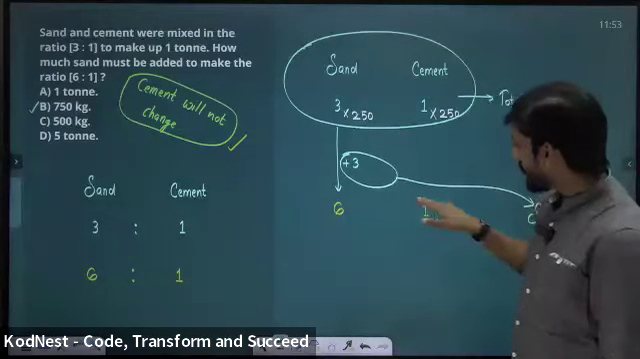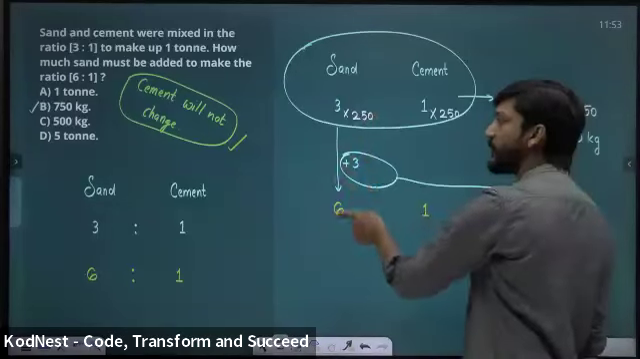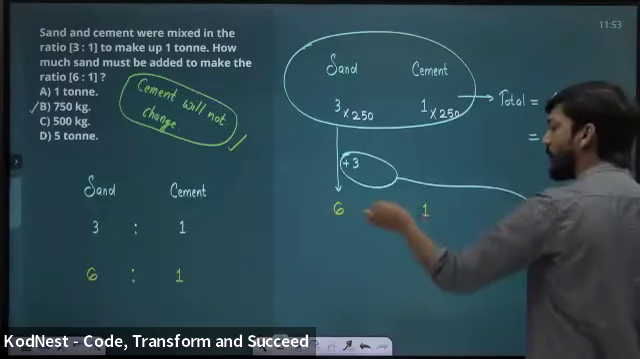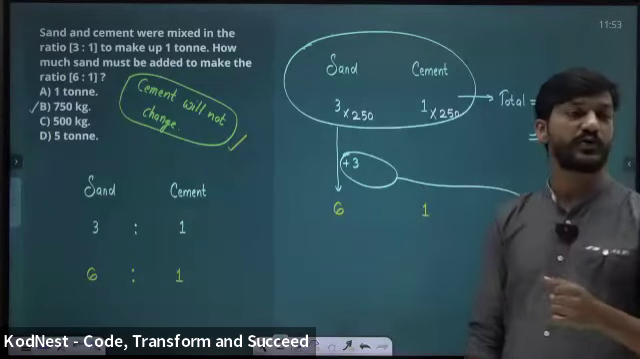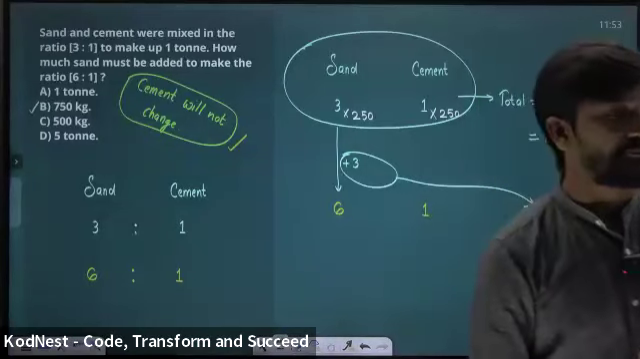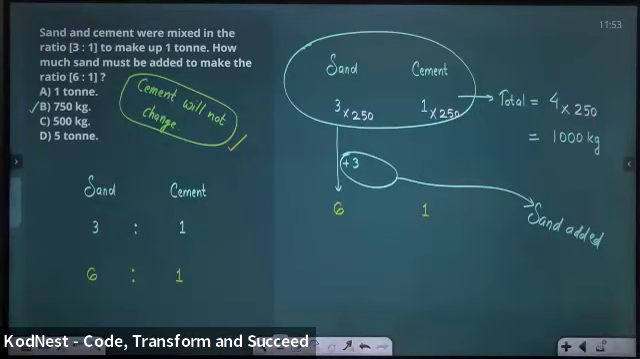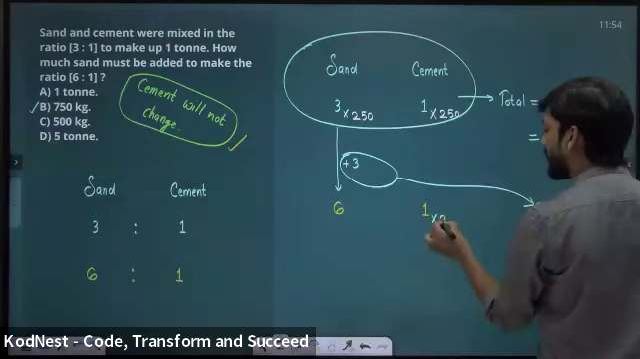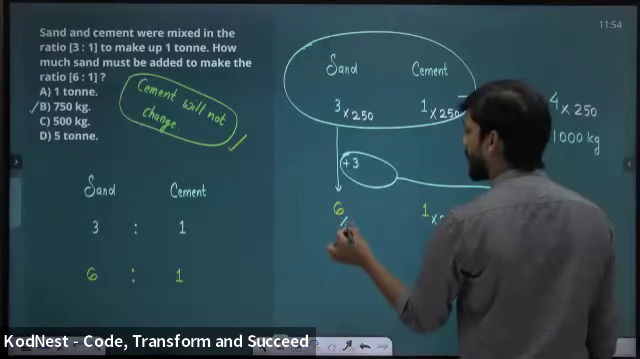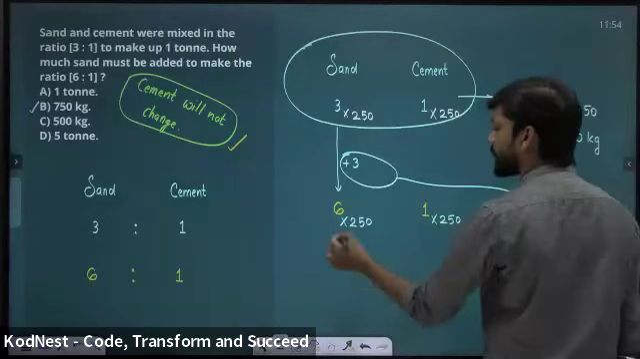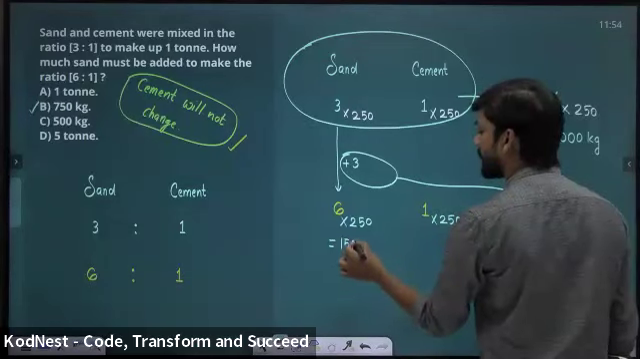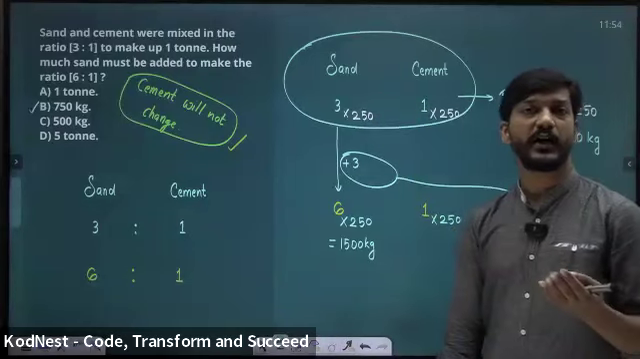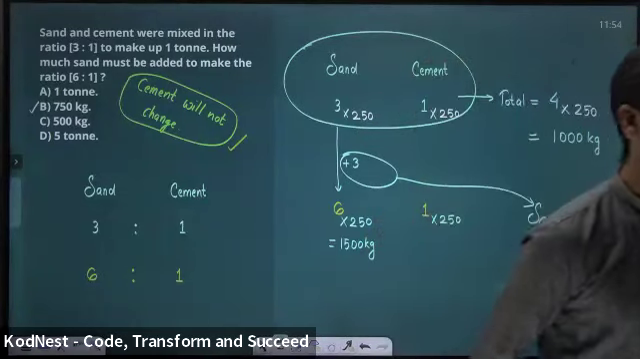This is right now, values from the ratio. Sand value should be same. Sorry, cement value should be same. So cement value should be same. So what should I multiply in this ratio? What should I multiply? Same. I want 250 here also. So multiply by 250 here also. So new value is 1500. So new value 1500, old value 750. How much you are adding? The difference you are adding. Okay.